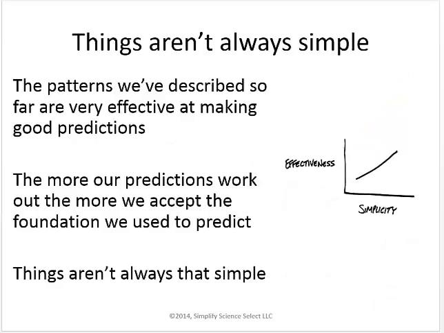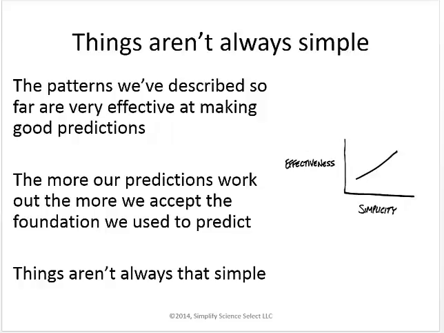Things keep happening. The patterns that we've described so far are very effective at making good predictions, and that's the hallmark of good science. Good science can predict things, and those things happen. The more reliable and the more precise and the more specific you can be in predictions, the better science you're doing. That's what science is.